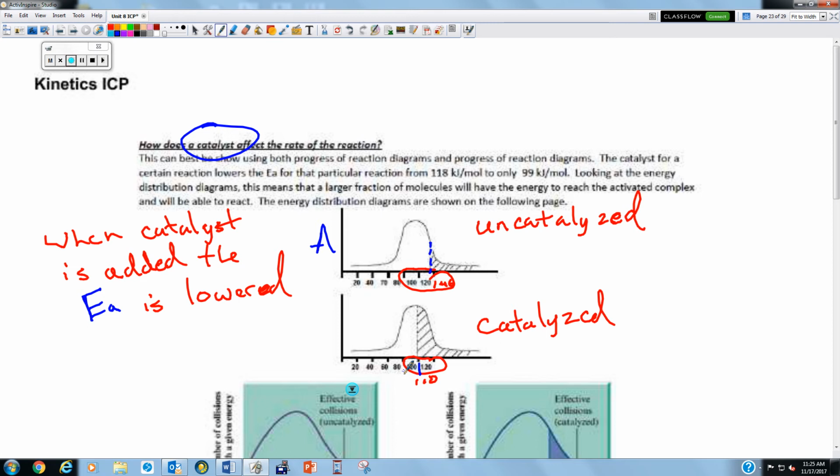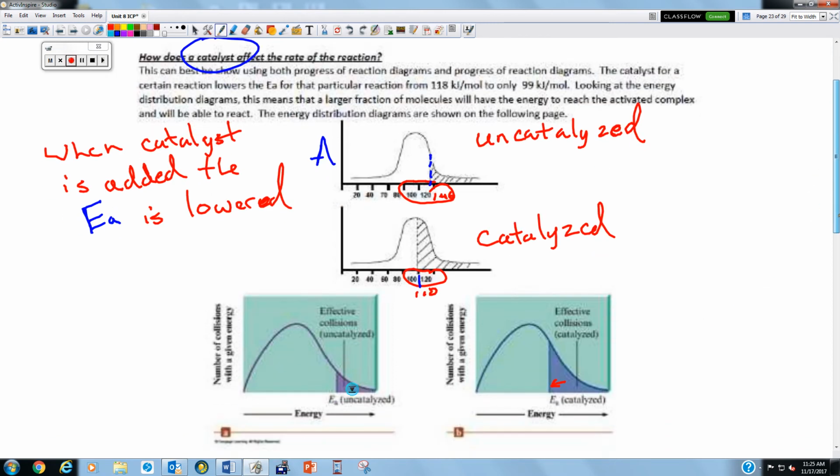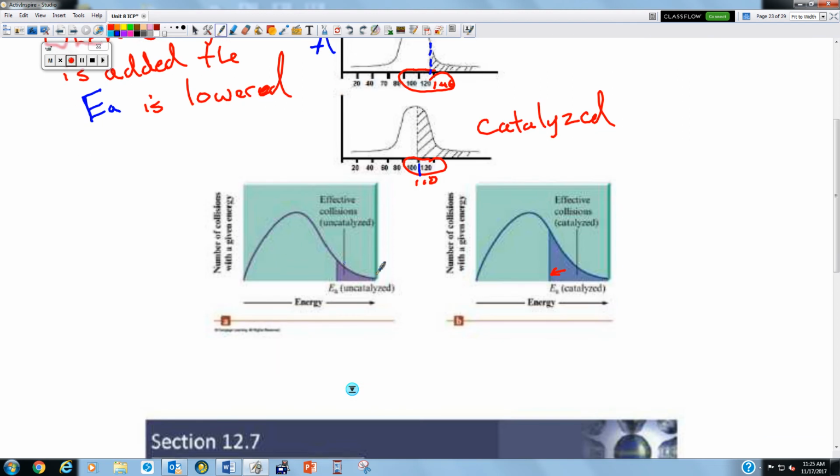This will allow more or less particles, or molecules, to be involved in the reaction. Now, down in the bottom of your notes, we just have some more modern graphs rather than a hand-drawn one. We see the same thing occurring though. So this represents our activation energy of an uncatalyzed reaction. Notice there are only a few molecules able to react.